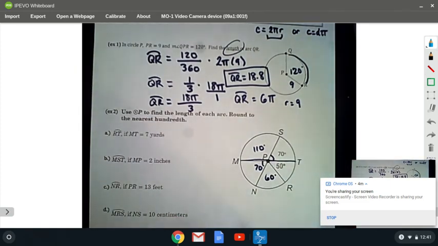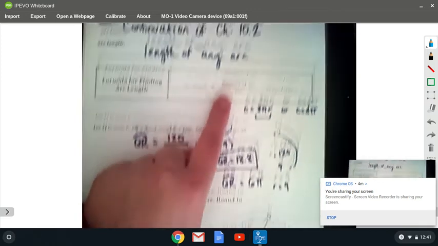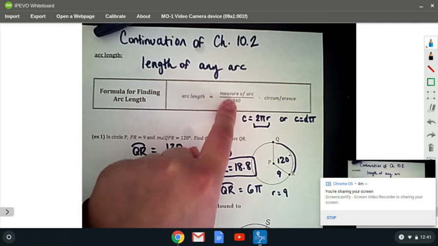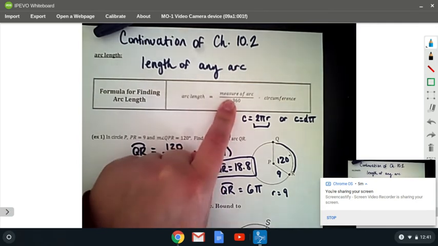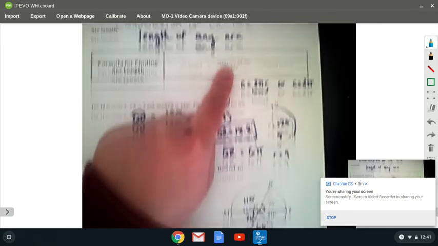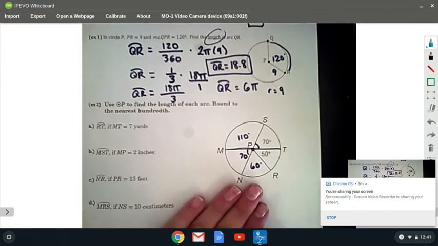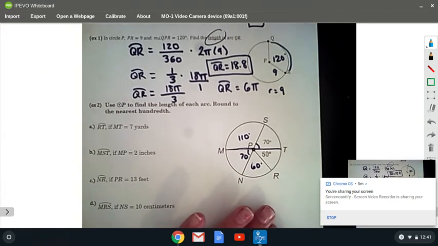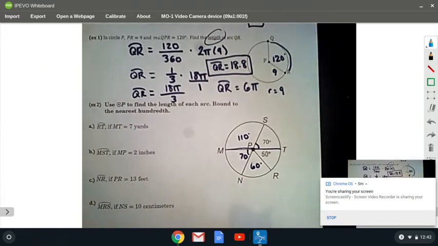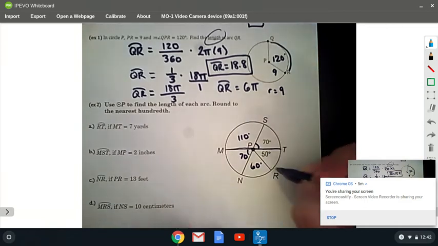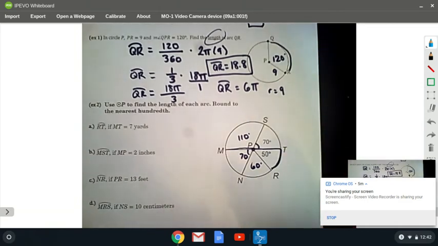Okay. So I've now figured out all the angles, which means I have the measure of the arcs. Because remember that the measure of the arc is just the central angle. So I have all the measures of the arcs. I have that part of my formula. Now they want to know arc RT, the arc length of RT.